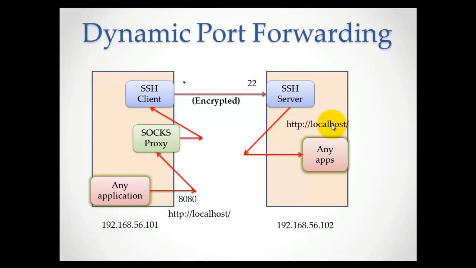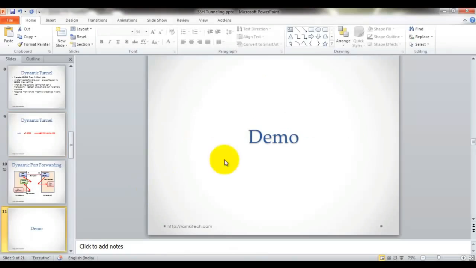On the remote machine, for any localhost where we are not mentioning a port number, it's 80 by default. So if any service is running on 80, like an Apache server, then that Apache server is called. The response is sent back in the same order. So let's see the demo.